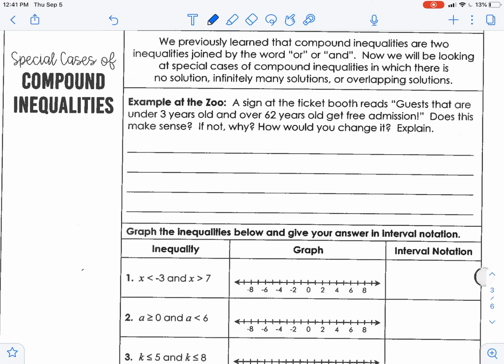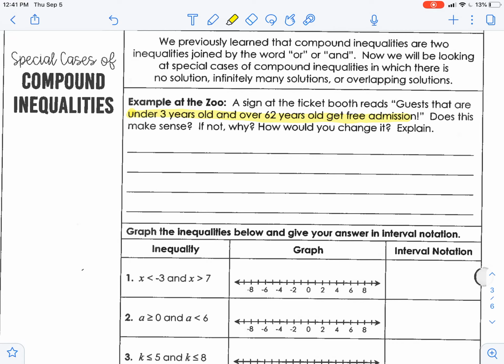It says, a sign at a ticket booth reads, guests that are under 3 years old and over 62 get free admission. Does this make sense? If not, why or why not? And if it doesn't make sense, how could you change it? So the question here is, can you be under 3 years old and over 62 at the same time?